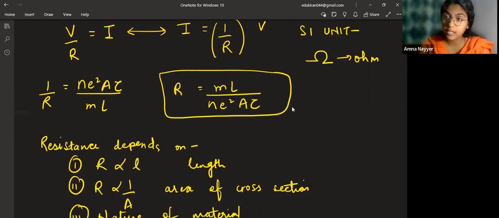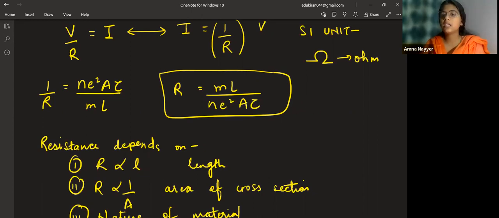A is the cross-sectional area, not the area of the conductor. This A sometimes becomes confusing, because length is already mentioned, so it becomes confusing whether you should calculate the area or not. So this is the area of the cross section, pi r square for a circular cross section wire. If it is a square shaped wire, then a square. The way you calculate simple areas. Tau is the average relaxation time.